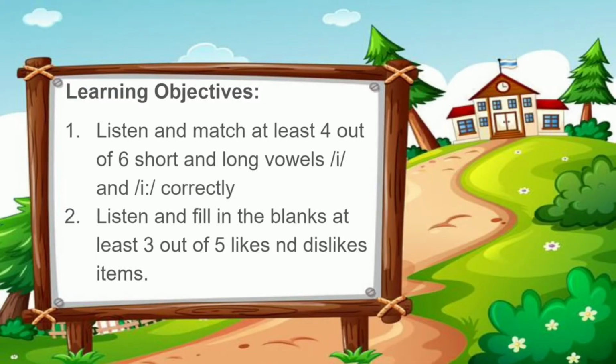The learning objectives for today's lesson, there are two. Number one, you should be able to listen and match at least 4 out of 6 short and long vowels I and E correctly. Number two, listen and fill in the blanks at least 3 out of 5 likes and dislikes items.